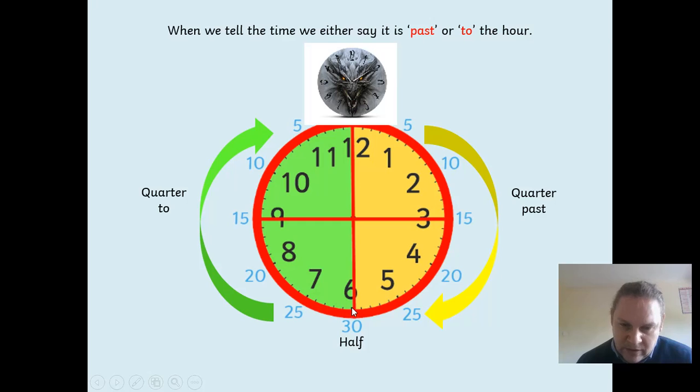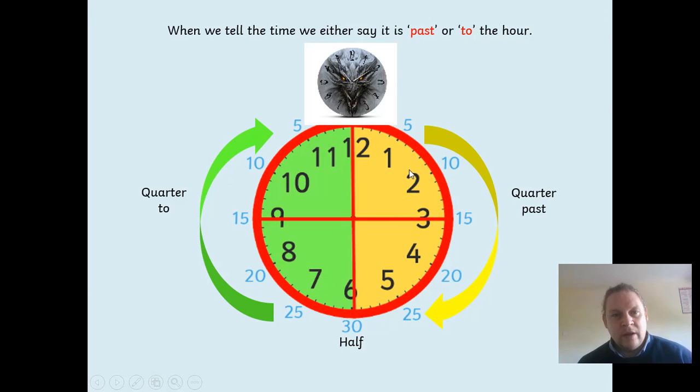Now we're heading towards him. So as we go past the 30, we're going to the monster. Now when we're on the monster, we're on 12 o'clock. We're on the O clock. And 1 minute to is still to the monster. Now, as soon as we go past him, 1 minute past, we're past the monster, okay?